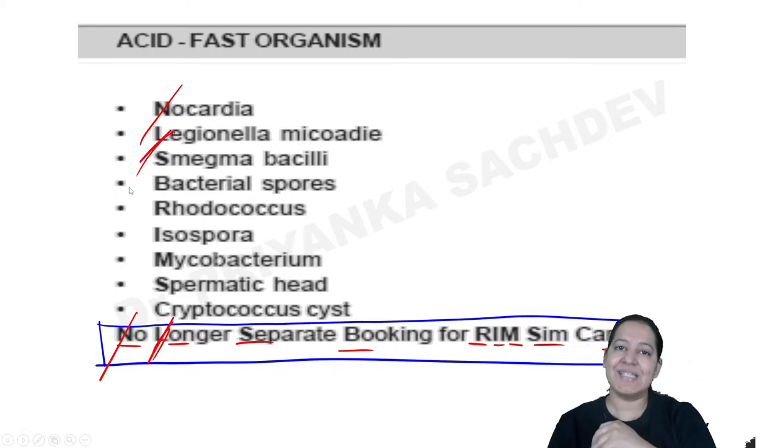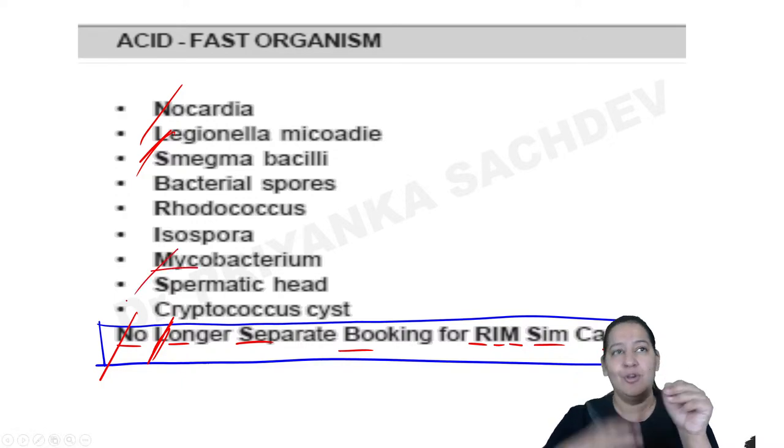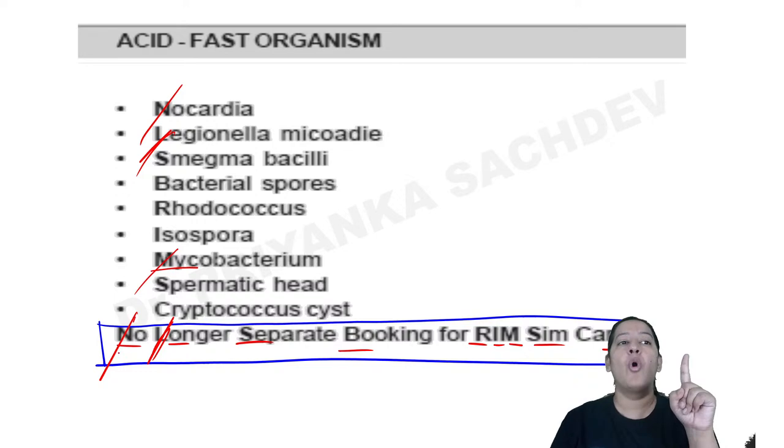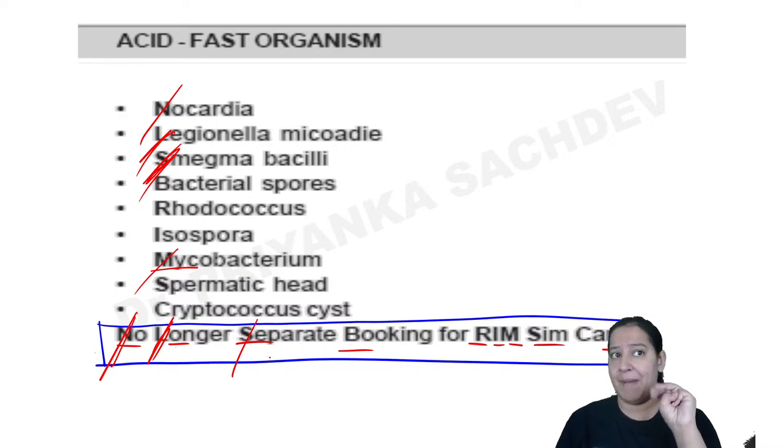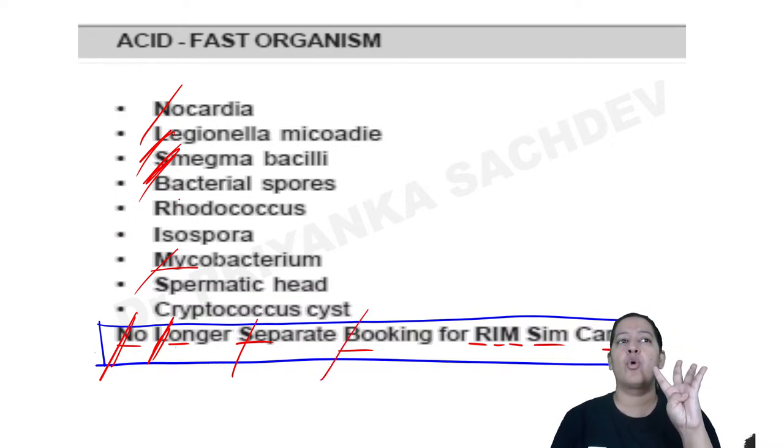In such a case, if I ask you how many are acid fast, you will tell only one, Mycobacterium TB. You only know one. You should know all. N for Nocardia, L for Legionella, S for Smegma bacilli. These three are bacteria, right? R for Rhodococcus.